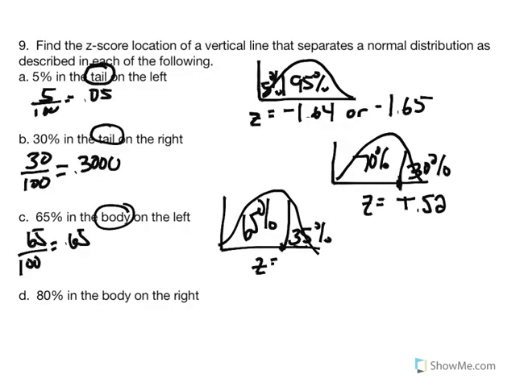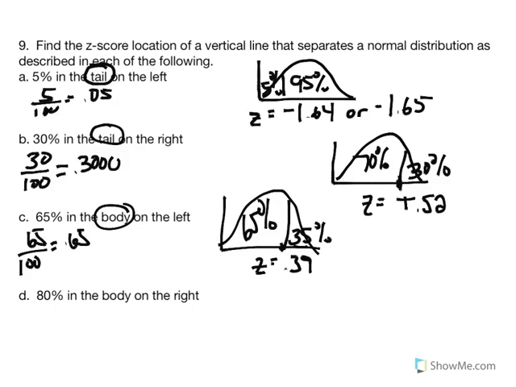So given what we found in our unit normal table, we would report this z-score as 0.39. A z-score of 0.39 partitions the distribution where we have 35% in the tail to the right and 65% of the body to the left.